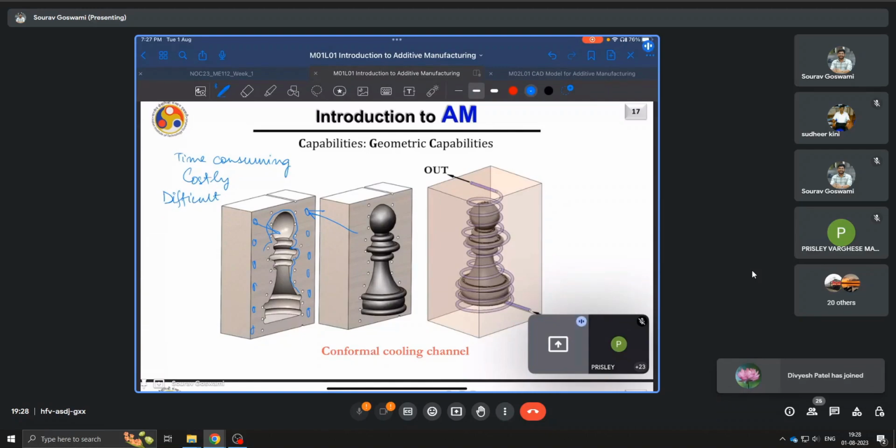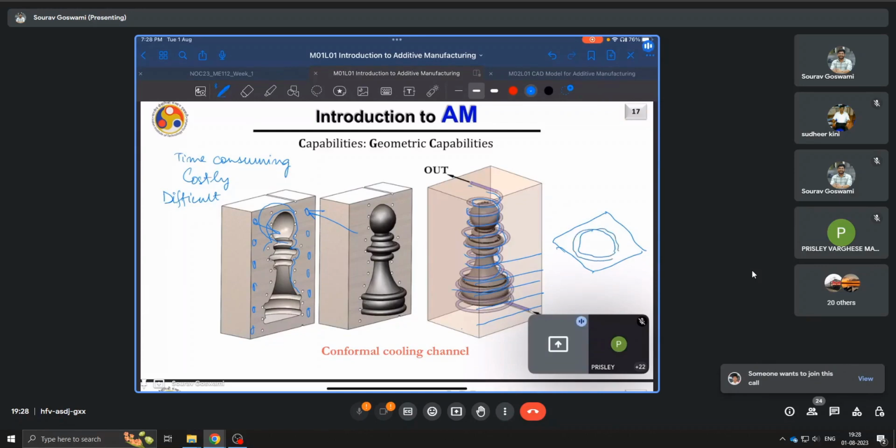How do you actually build a channel which goes around this part, comes back out again, like here, and does so around all of it? Now, this does not have a prismatic geometry, does it? The cross sections are changing. But with AM, we can because what we are printing is essentially only one layer at a time. So in a certain layer, we can print the cooling channel as we wish.